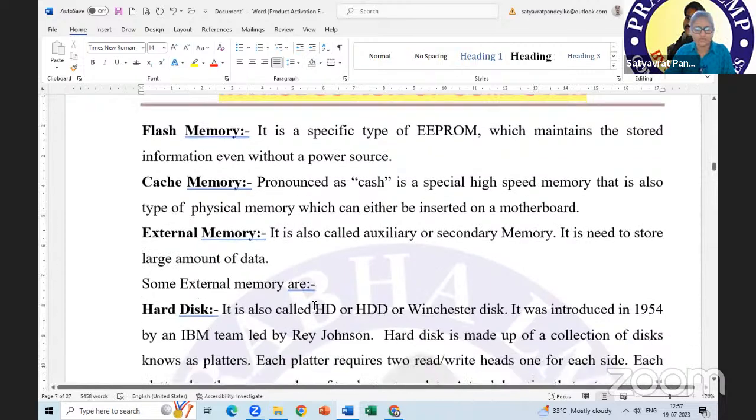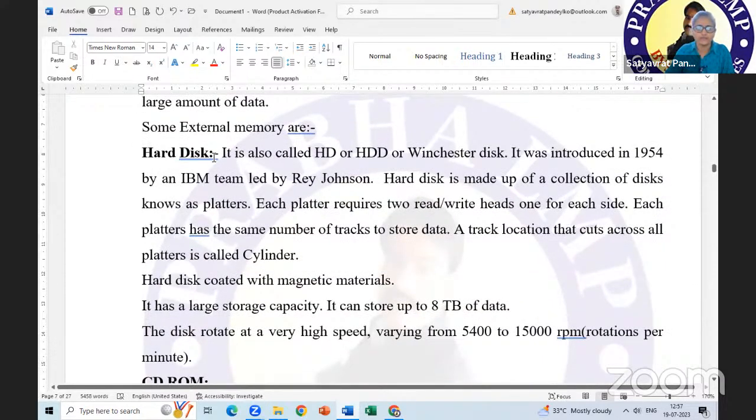Some external memory are: first is hard disk. It is also called HDD or Winchester disk. It was introduced in 1954 by an IBM team led by Ray Johnson. Hard disk is made up of a collection of disks known as platters. Each platter requires two read-write heads, one for each side. Each platter has the same number of tracks to store data. A track location that cuts across all platters is called a cylinder.